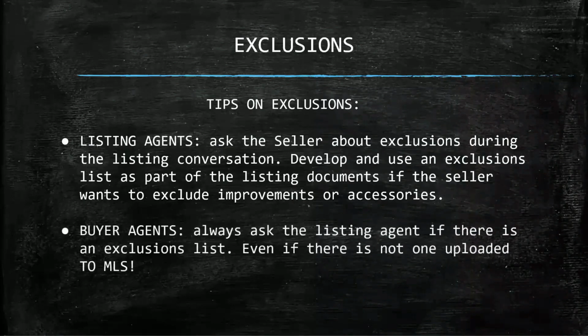Buyer's agents, always ask the listing agent if they have an exclusions list. Even if they don't upload one to the MLS, always ask, because you don't want to be surprised later on when the seller comes in and says, oh yeah, that chandelier is a family heirloom. We're taking that with us. And then the buyer says, well, wait, no, you're not. You always want to get this stuff ironed out at the outset. Always ask for an exclusions list, even if there's not one uploaded to MLS.